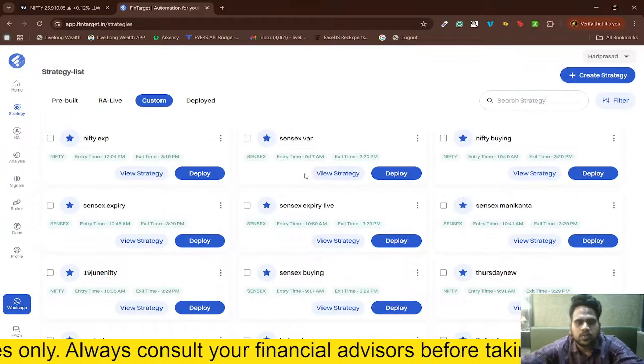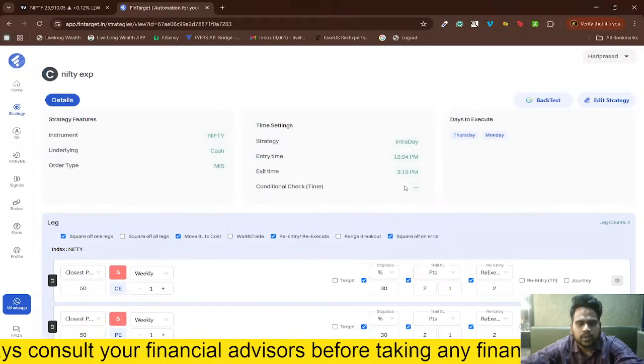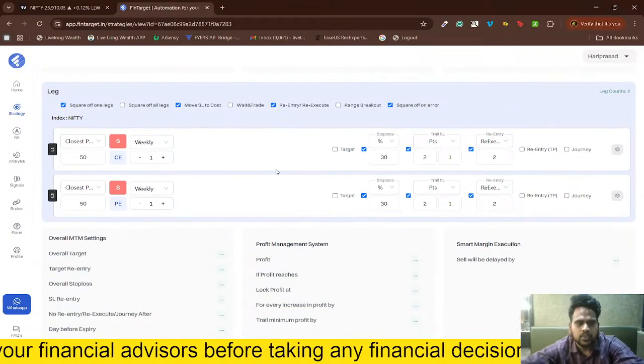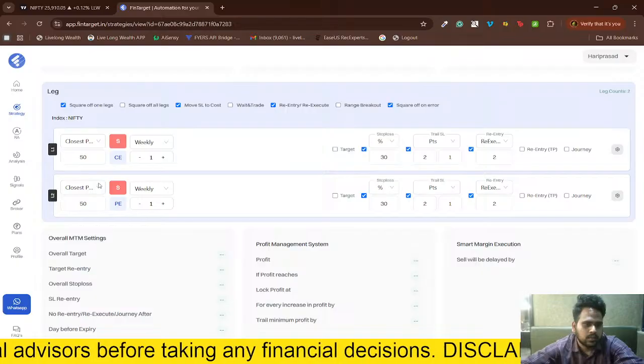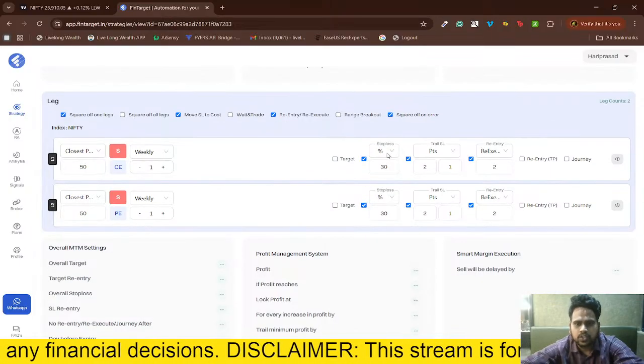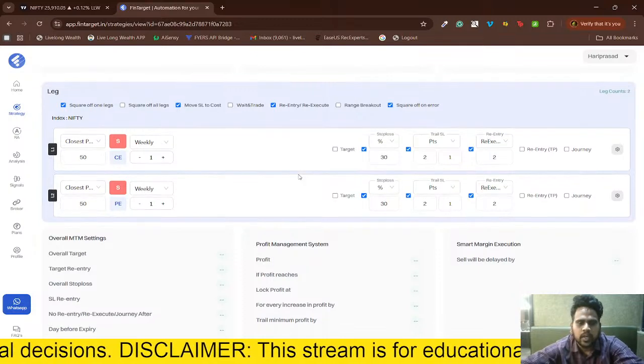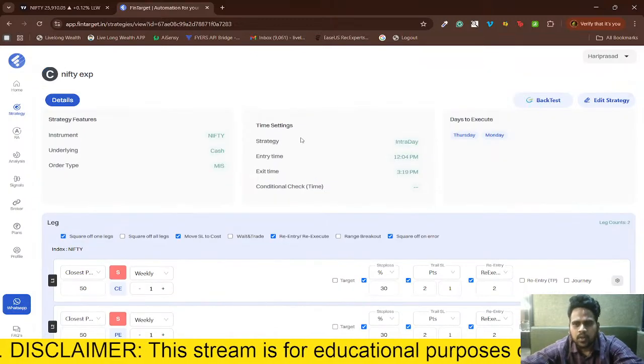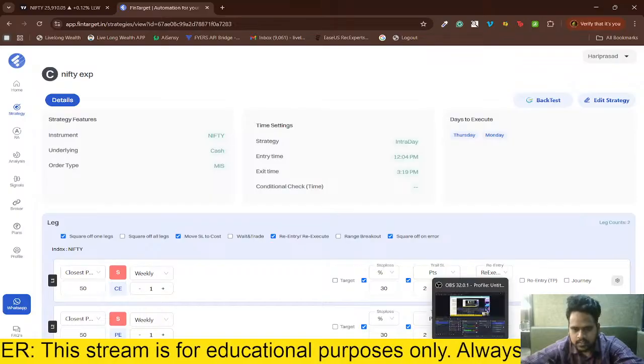Yeah. So you can see the strategy view here. This is our strategy that is short closest price to 50, that is a short strangle. Okay, short strangle with the stop loss, trailing stop loss, everything is mentioned here. So this kind of strategies you will be having.